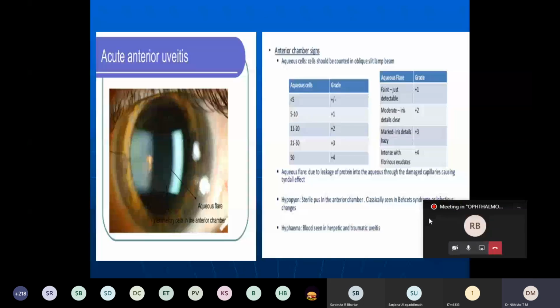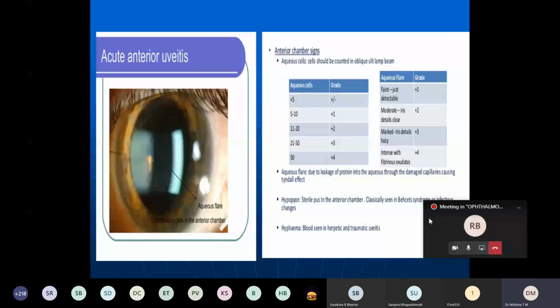Sometimes in your UG exams, they have asked grading of the aqueous flare as a 3 marks question, so please note this down also. Anterior chamber signs: one is aqueous cells, second is aqueous flare. Aqueous cells can be counted by the oblique slit lamp beam. Fewer than 5 cells is graded plus or minus. 5 to 10 cells, plus 1. 11 to 20 cells, plus 2. 21 to 50, plus 3. And more than 50 cells, always plus 4.